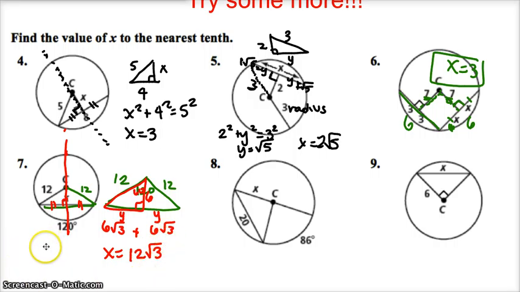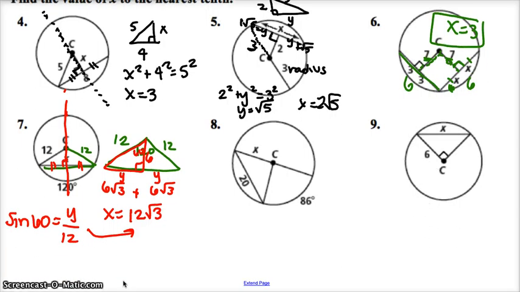I know a lot of you don't like 30, 60, 90 triangles, so let's look at this one more time. 6 would be the adjacent, 12 would be the hypotenuse, so we could say sine of 60 equals the opposite value over the hypotenuse, and it should give you the decimal equivalent, which I didn't even type out, and I don't have my calculator in front of me, so you guys can do that on your own.